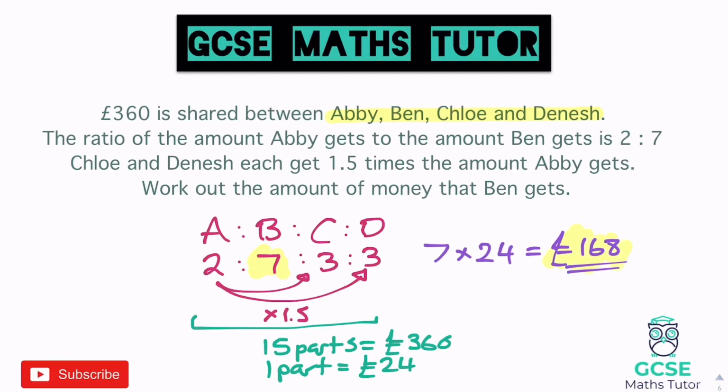And again, we could work out how much they all get. Abby gets 2 of them, so 2 lots of 24 is 48. Chloe and Dinesh both get 3 parts, and 3 times 24 is 72. Then you could add them all up and check that they equal 360. But again, we're going to try and minimise the amount of working out we do here, so just straight away getting the amount that Ben gets.